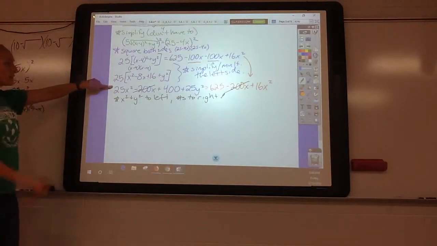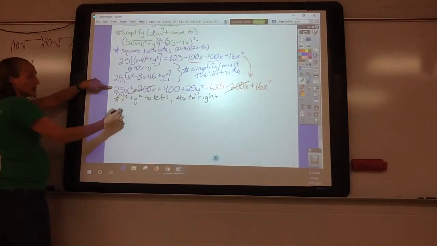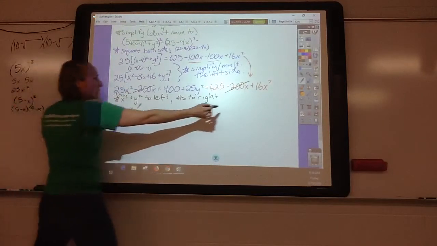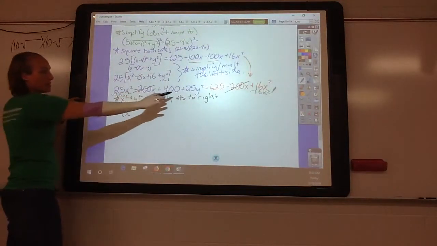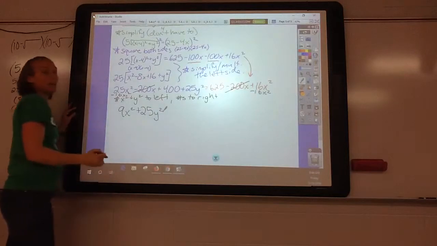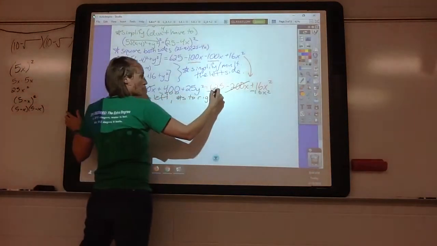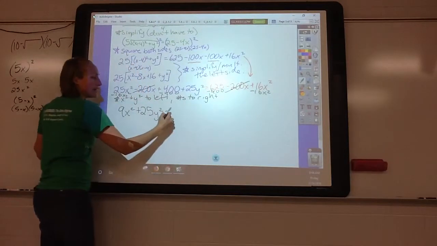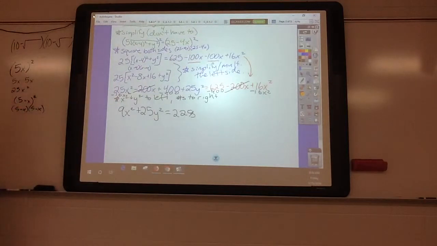Okay, so I have 25x squared. I'm subtracting 16x squared over here, so I get a 9x squared. I got rid of that. I don't have a y squared over there, I just have this 25y squared over here. I want all my numbers to the other side, so I subtract 400, subtract 400. I get equal to 225. So 9x squared plus 25y squared equal to 225.